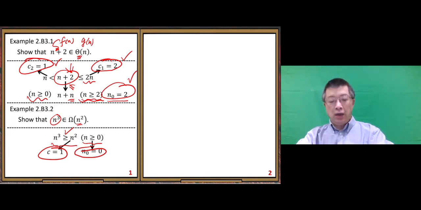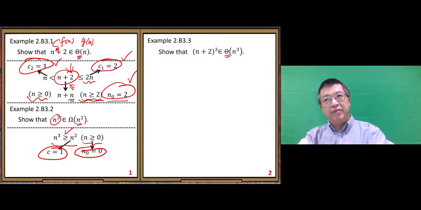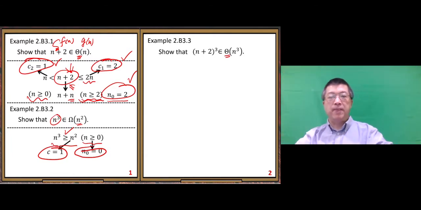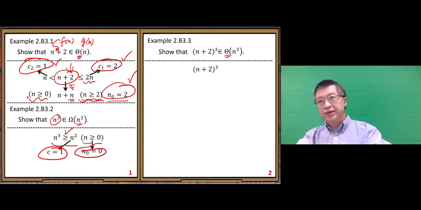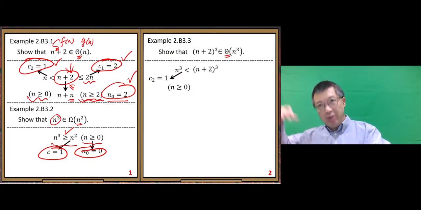Then I treat that you solved the problem. All right, the next problem. This one is big theta, so this time you need to give me both the upper bound and the lower bound, just like our first example. Let's do the lower bound first. Under what condition? n greater or equal to 0. That's easy, and we get C2 equals 1.